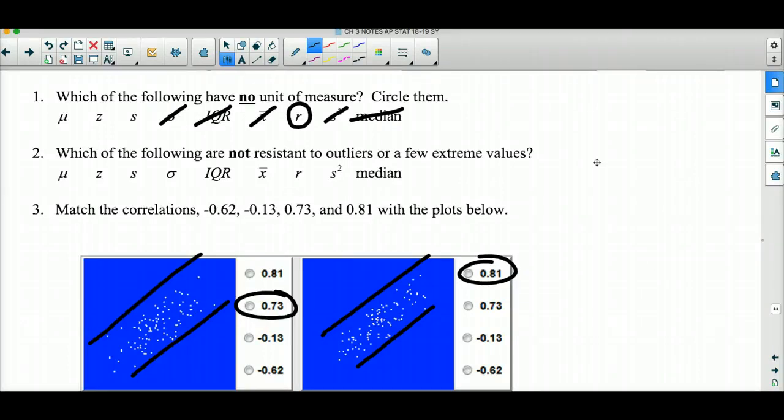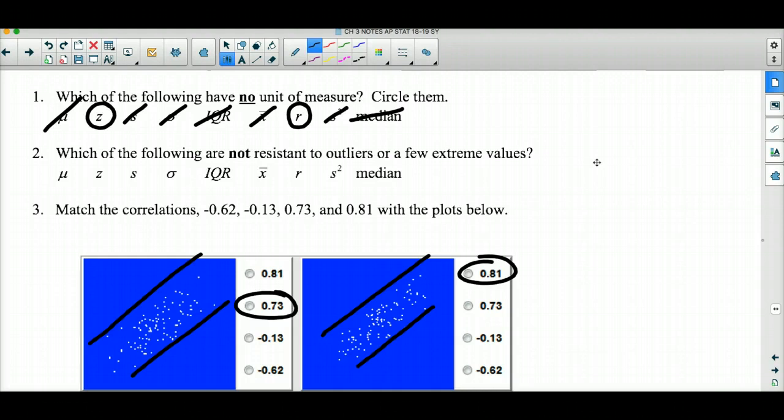Does the standard deviation of the residuals have a unit of measure? Does your Z-score have a unit of measure? No. Its unit of measure is this many standard deviations, and I don't think a standard deviation is a unit of measure. Like, that would be weird. So it has no unit. What about mu? It has a unit. Okay, so those are the only two you should have circled.